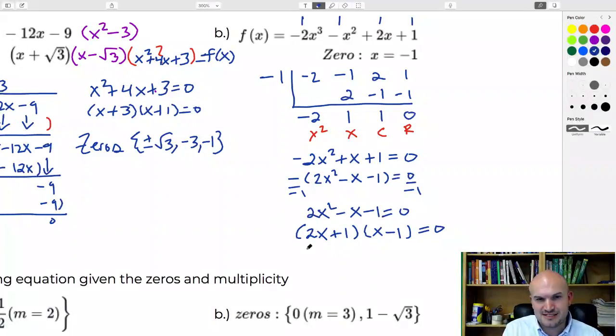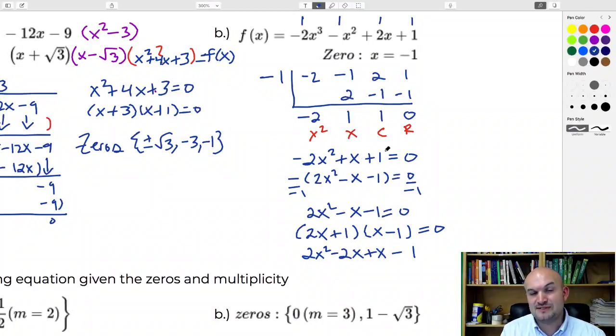Remember, you can always check your factoring. 2x times x is 2x squared, 2x times negative 1 is negative 2x, 1 times x is positive x, and 1 times negative 1 is negative 1. And you can see here that combines to give you exactly what our result is. So I didn't include an irrational zero in this example, so I guess I messed up last night. Still, the problem is fine. There's nothing wrong with it. It just doesn't have any irrational zeros.